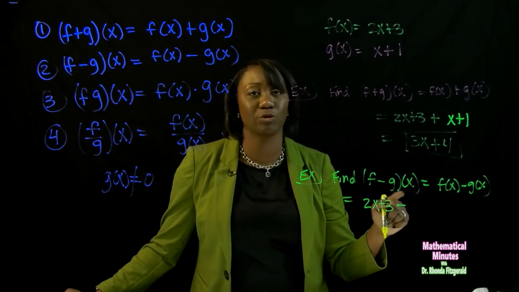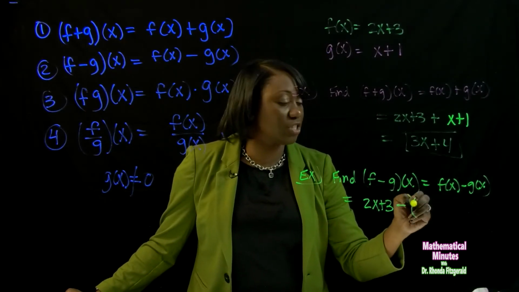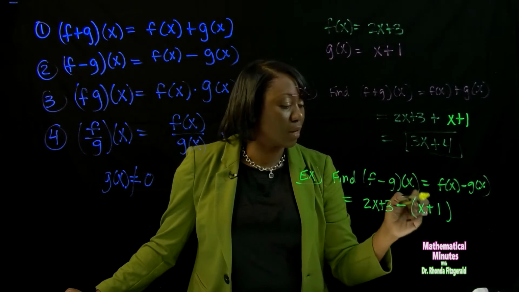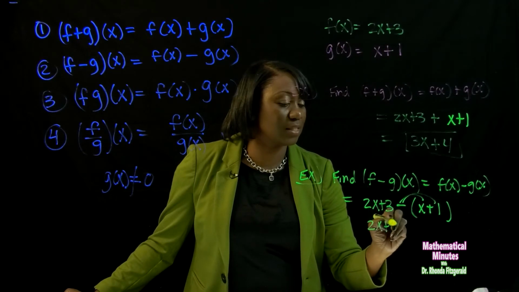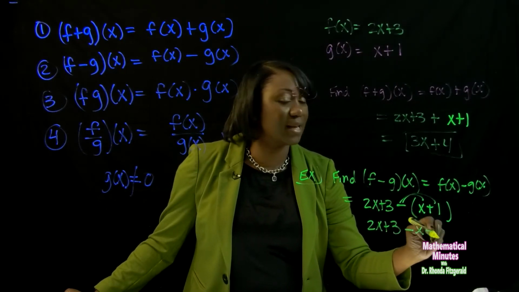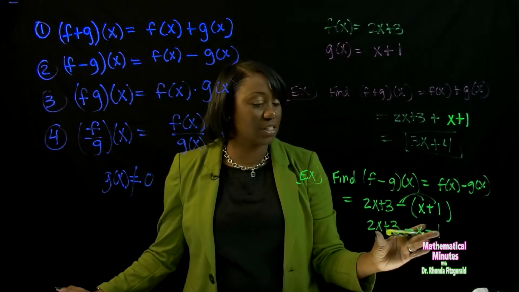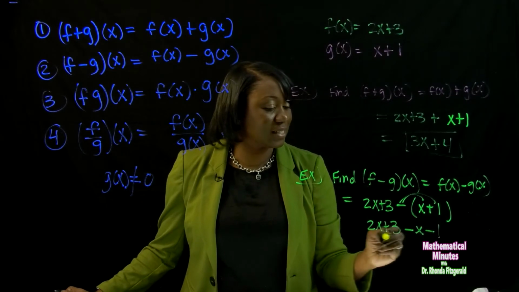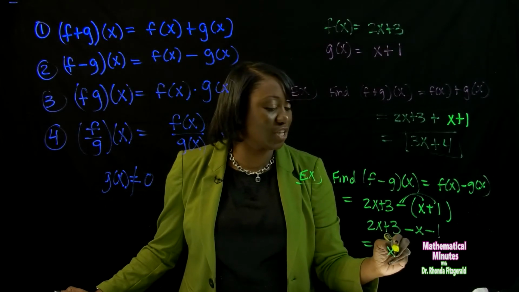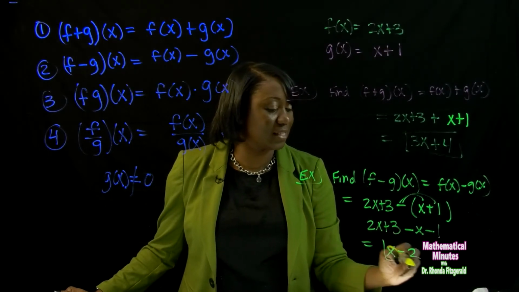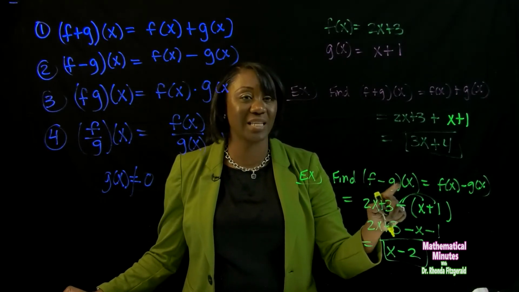But when I'm subtracting, since I'm subtracting more than one piece, I need to use a set of parentheses. And so g of x was x plus 1. Note that we have to distribute our negative through. So that becomes 2x plus 3 minus x minus 1. And so now we just simplify this final piece to get our final answer. So 2x minus x simply gives us x. 3 minus 1 gives us 2. So the final answer for this is simply x minus 2. So that's the quantity f minus g of x.